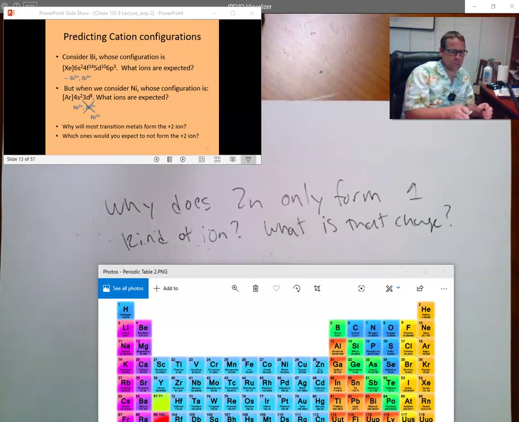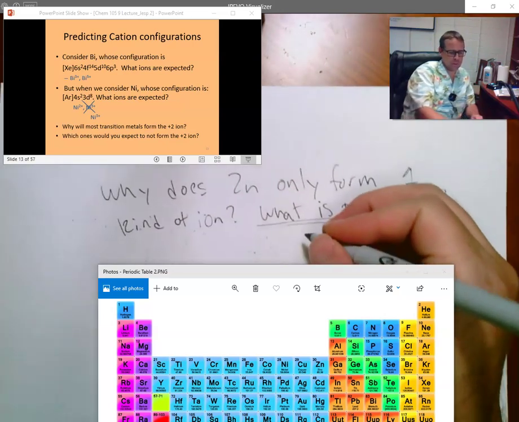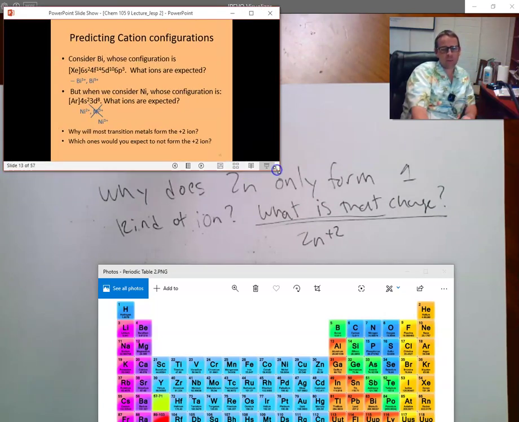First of all, what is the charge that zinc forms? Zinc forms a +2 ion. That's right. It only forms a +2 ion. So why doesn't it form any other ions? Because the 3d10 shell is full. That's right. Because the 3d10 shell is all full, it's not going to improve its stability by removing another electron. All right. That was Samantha. Very good.